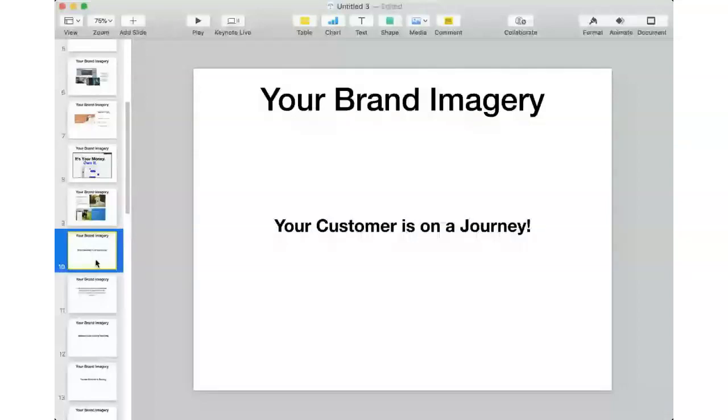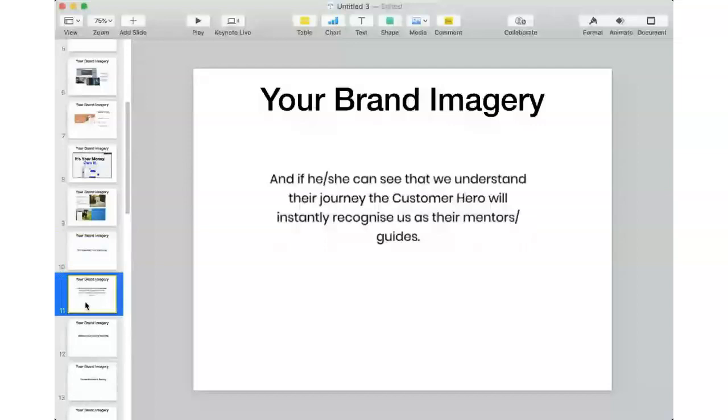Your customer's on a journey. We're taking them down a road. We're taking them down a path. We're creating a customer journey here. And if your customer, if he or she can see that we understand their journey, the customer hero will instantly recognize you as their guide and their mentor.